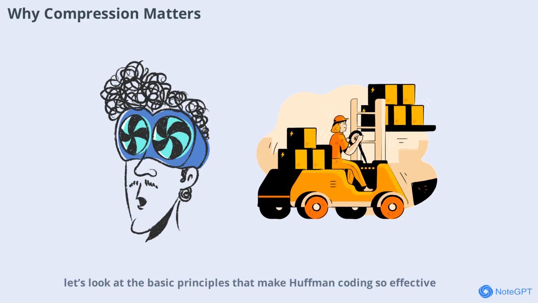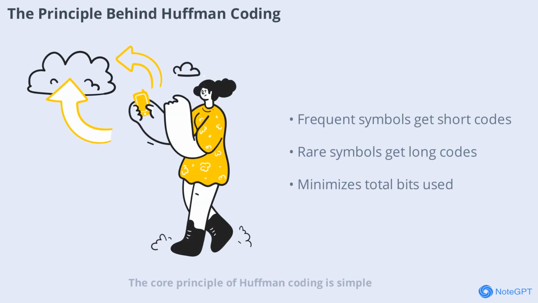Next, let's look at the basic principles that make Huffman coding so effective. The core principle of Huffman coding is simple. Symbols that appear more frequently in the data are assigned shorter binary codes, while less frequent symbols get longer codes. This way, the total number of bits needed to represent the data is minimized. Imagine you have a text where the letter E appears much more often than Z. Huffman coding would give E a shorter code, saving space overall. This principle is what makes Huffman coding so efficient for compressing different types of data.